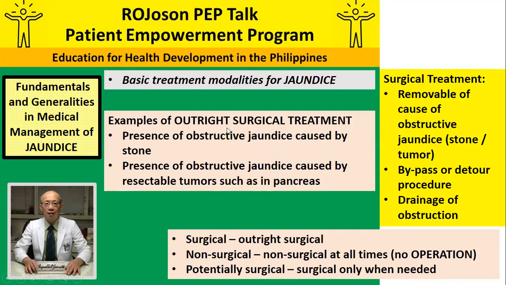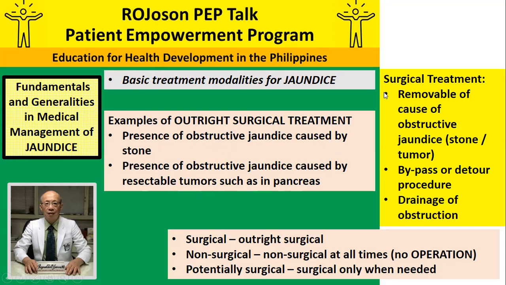Examples of conditions that cause jaundice that need outright surgical treatment will be those with obstructive jaundice caused by stones, then those caused by tumors, such as in the pancreas. But outright surgery assumes that the tumor is still resectable, operable. If the tumor is causing obstruction but it's not operable, then we don't operate. So it does not fall under this category of outright surgical treatment.